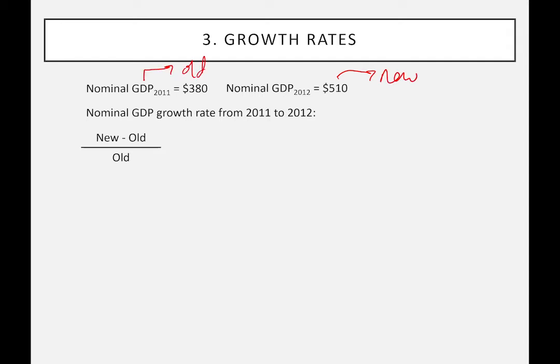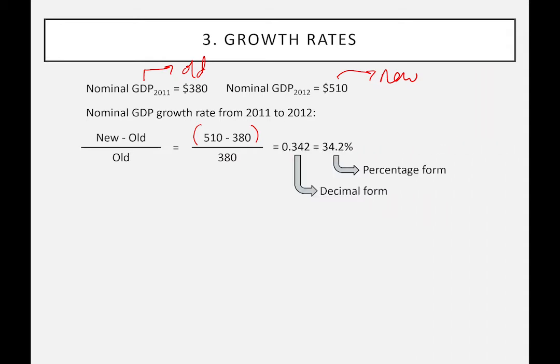So we're going to take 510 minus 380. Use your calculator if you want. You can do this calculation, put brackets here, do that first, then divide by 380. And you'll notice you can get a decimal version of this or a percentage version. Same number, means exactly the same thing. The question will usually tell you which version you have to provide. Three significant digits is probably accurate and good enough.